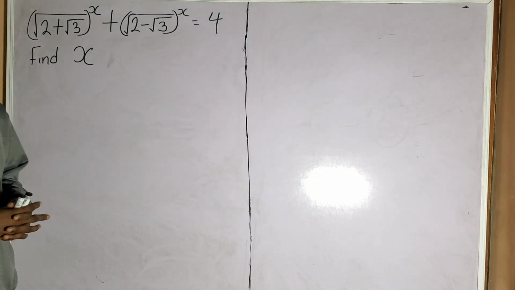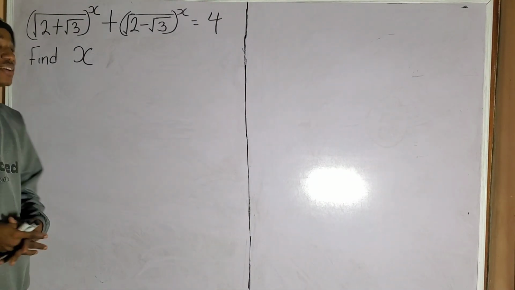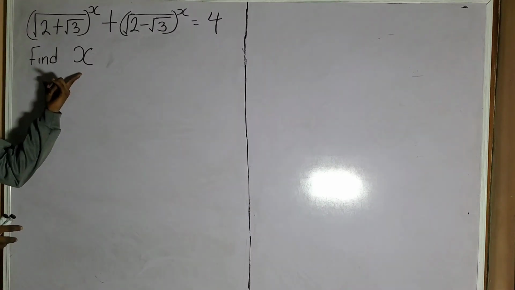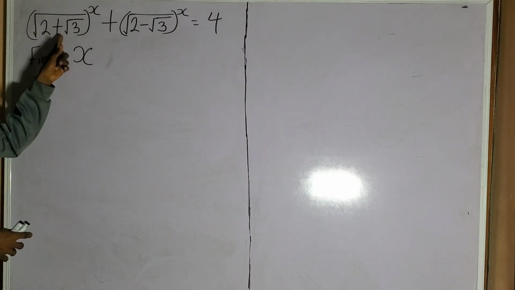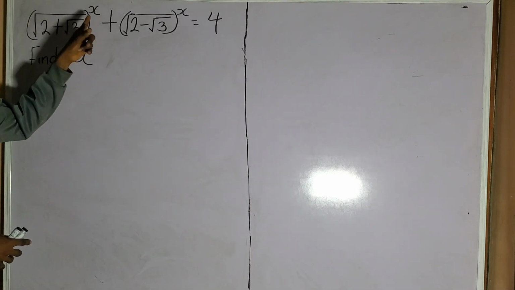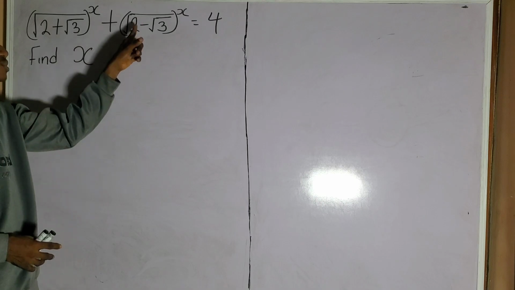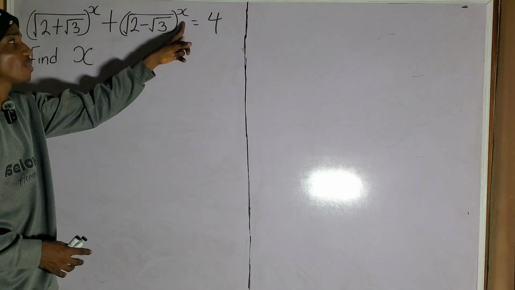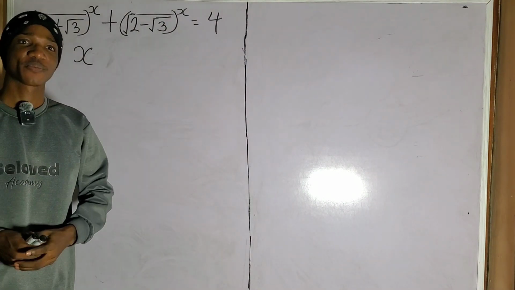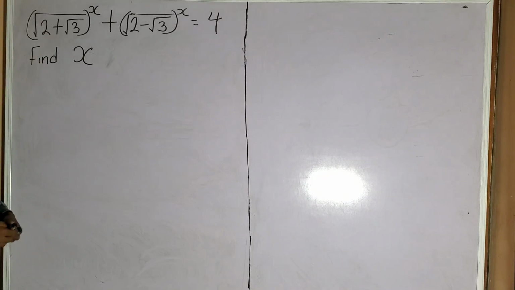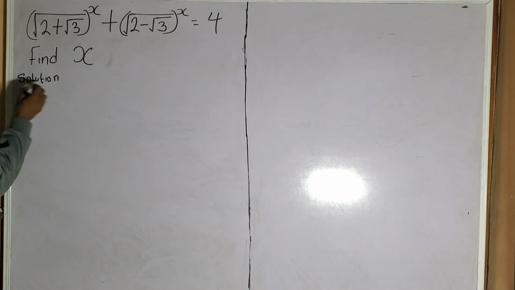Let's consider the question that we have on the board. We are asked to solve for the value of x in (square root of 2 plus square root of 3) raised to the power of x plus (root 2 minus root 3) raised to the power of x equals 4. Okay, the first thing that I would like to do, please pay attention.